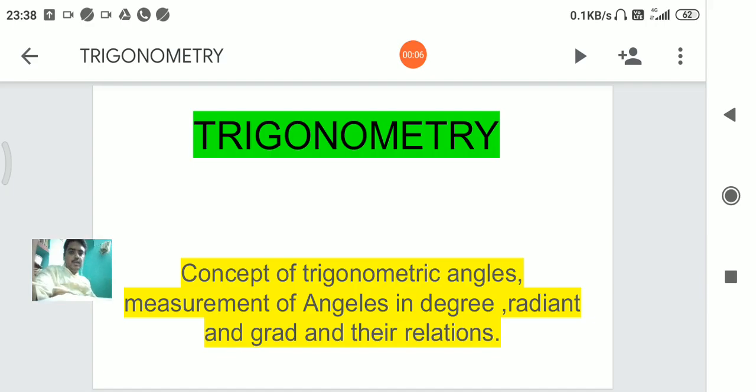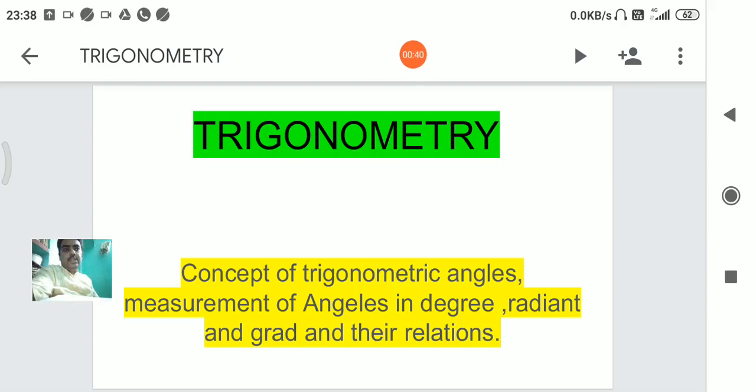Myself, Kora Pandit, lecturer in mathematics of HMSM Government Polytechnic, Rampurhat. Now today's topic is trigonometry, the basic chapter, the first chapter of this topic: the concept of trigonometric angles, measurement of angles in degree, radian and grade, that is gradient, and their relations.